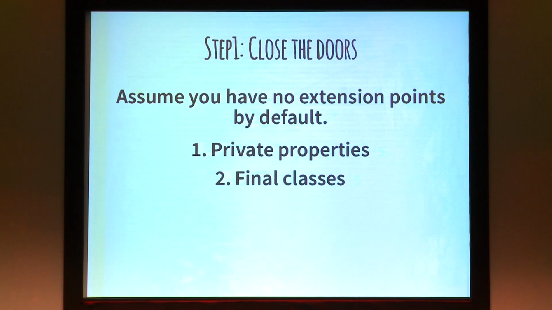Assume you have no extension points by default. Design the system in the way where everything is closed. It means private properties, private methods, no protected, and final classes.